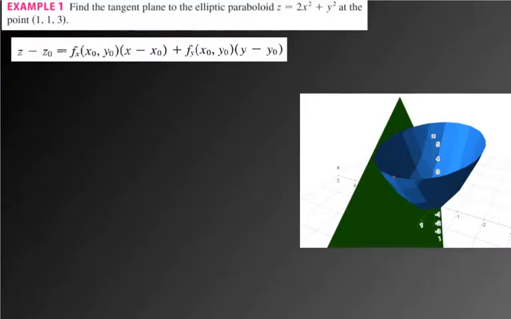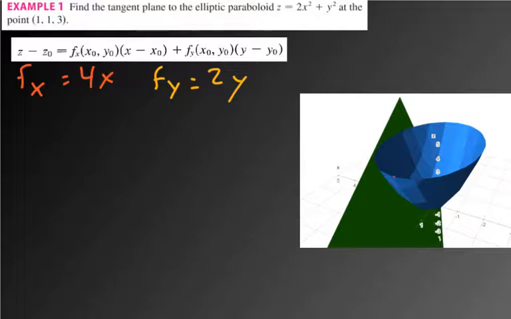So this is what I'm talking about here in a picture. You have some sort of surface, and this red point over here, and you can have a plane that comes in and touches it at one spot right there. So to do that, you're going to need to find these two partials. So this is my function: f with respect to x is going to be 4x, f with respect to y is going to be 2y, and then the point is 1, 1, 3.